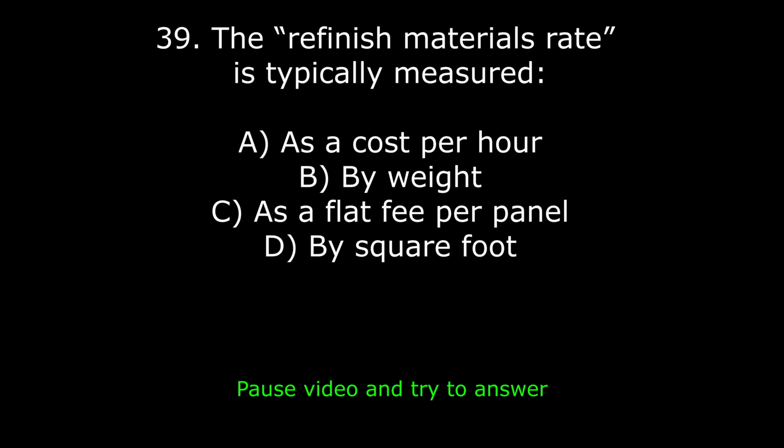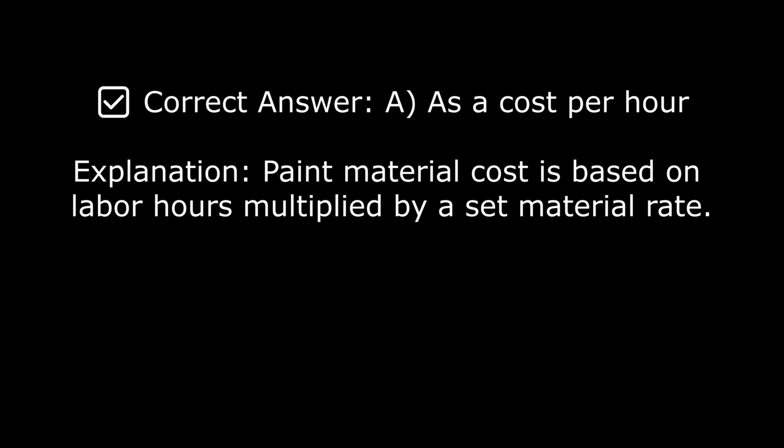39. The refinish materials rate is typically measured A. As a cost per hour, B. By weight, C. As a flat fee per panel, or D. By square foot. Correct answer is A. As a cost per hour. Explanation: paint material cost is based on labor hours multiplied by a set material rate.